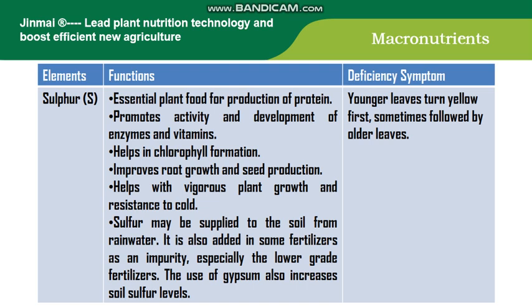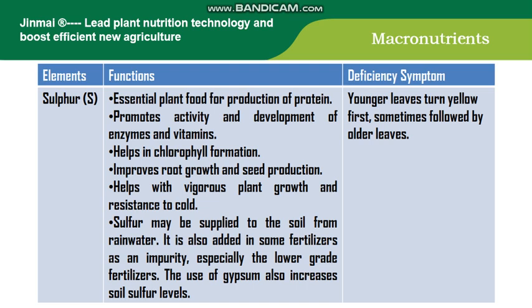Elements. Sulfur, S, functions. Essential plant food for production of protein. Promotes activity and development of enzymes and vitamins. Helps in chlorophyll formation. Improves root growth and seed production. Helps with vigorous plant growth and resistance to cold.